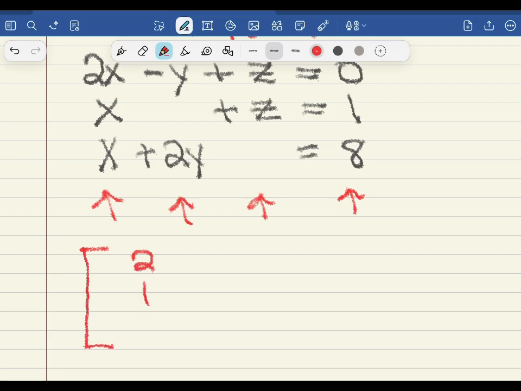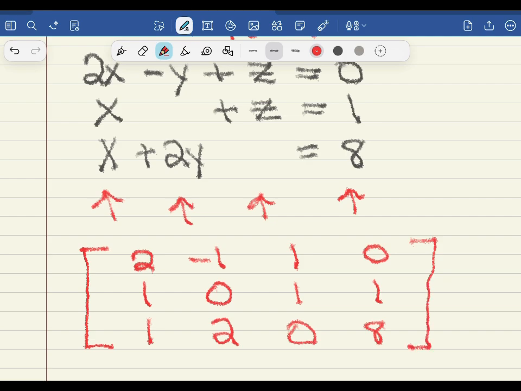Now, if there's any variables that are missing, you put a 0 in that place. So you see the x column is 2, 1, 1. Then I have -1, 0, 2. And then 1, 1, 0. You see how that works out? If you ever have any gaps, you got to put zeros there. And now this is my matrix.